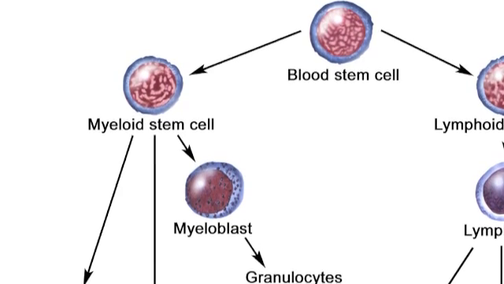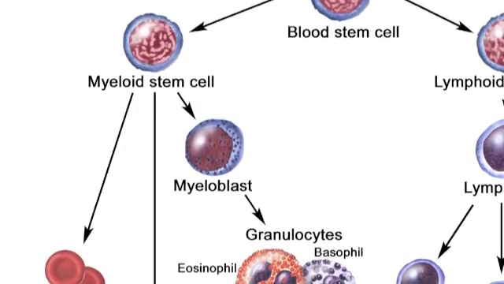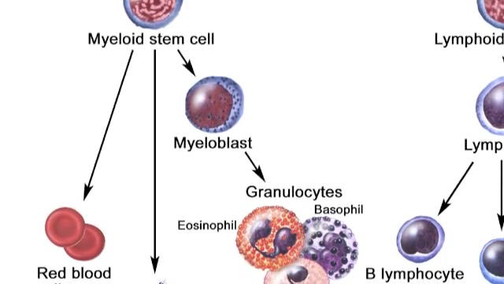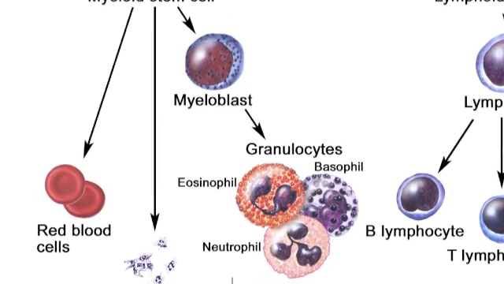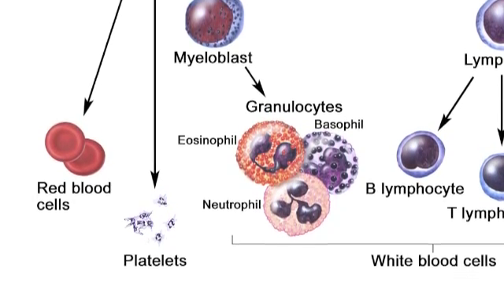However, on the other hand, if a blood stem cell matures into a myeloid stem cell, it can then become either a red blood cell, a platelet, or a myeloblast. If a myeloid stem cell becomes a myeloblast, it later becomes a granulocyte, which is a category of white blood cells. The granulocytes consist of eosinophils, neutrophils, and basophils.